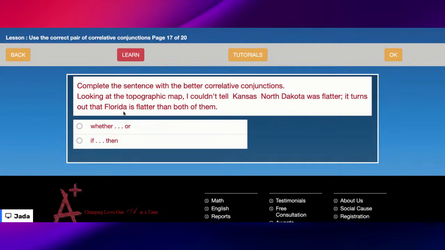Looking at the topographic map, I couldn't tell dash Kansas dash North Dakota was flatter. It turns out that Florida is flatter than both of them. So I couldn't tell whether Kansas or North Dakota. If you say if-then, it's like you're going to have the consequences and then the condition, but it's supposed to be between them. So you cannot tell.